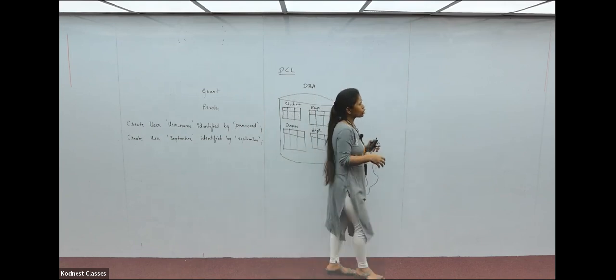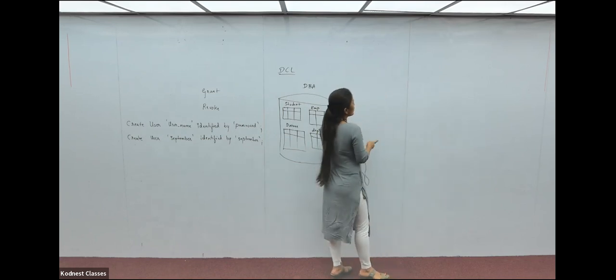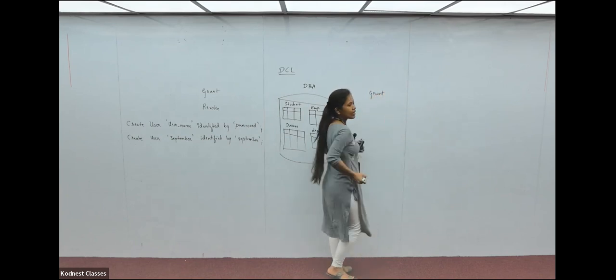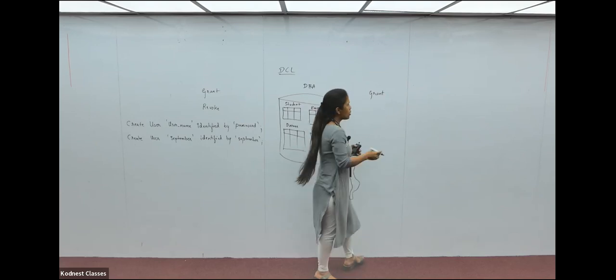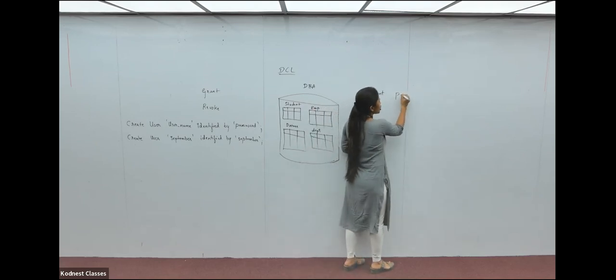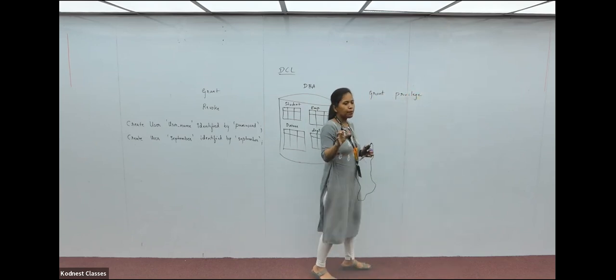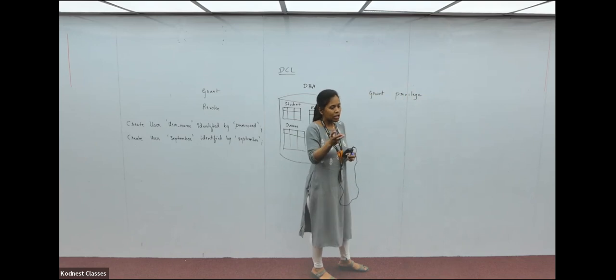So let me also tell you how to give the permissions. As I told, in order to give the permissions, what is the command we use? We use the grant command. Now, with grant, what permission or what privilege you want to give? We use the terminology privilege. Privilege is nothing but what permission you want to give. Is it a read permission, update permission, deletion, insertion or creation? This privilege you have to tell.